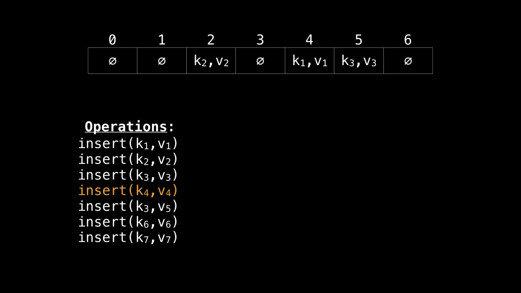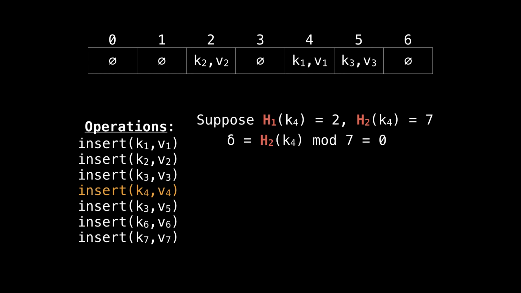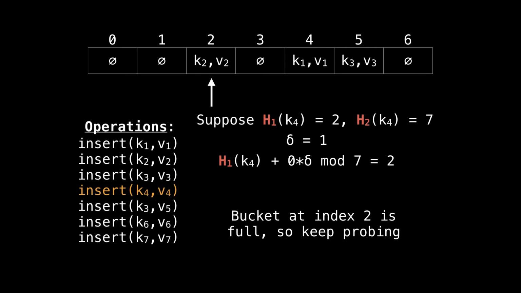Alright, now let's insert k4. So suppose now that h1 of k4 is equal to 2 and h2 of k4 is equal to 7. So let's compute delta. So h2 of k4 modulo 7 is equal to 0 because 7 mod 7 is 0. So when this happens, we know that we need to set delta equal to 1 so that we don't get stuck in an infinite loop.